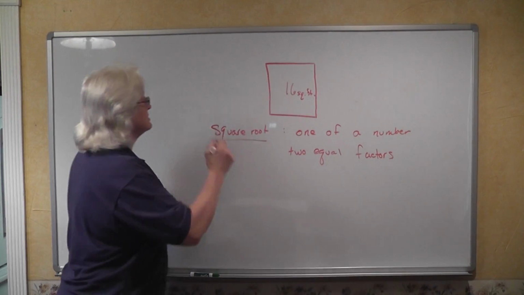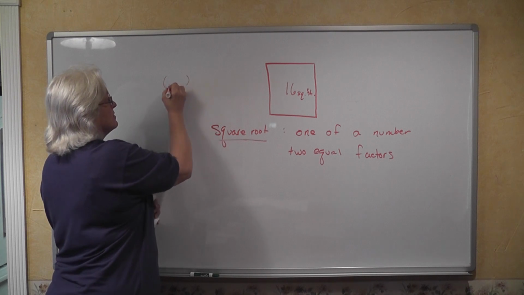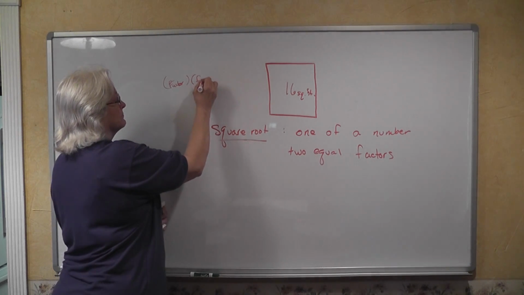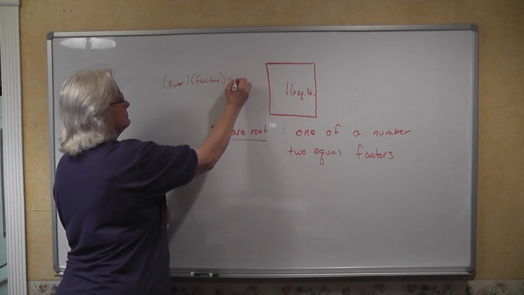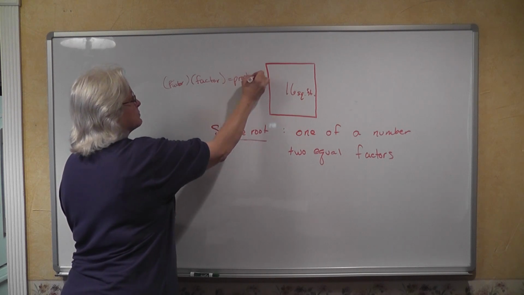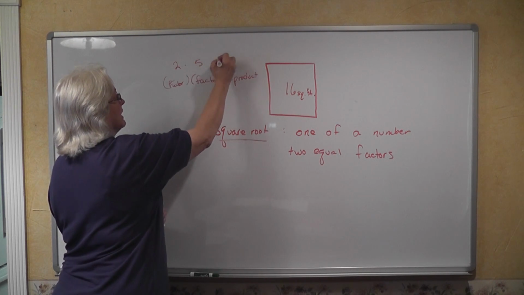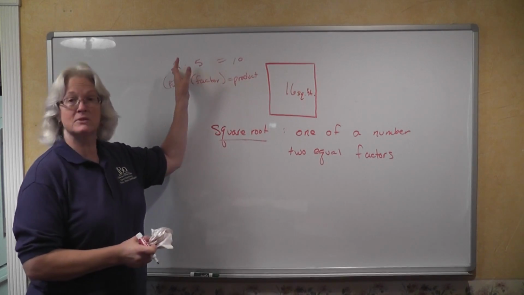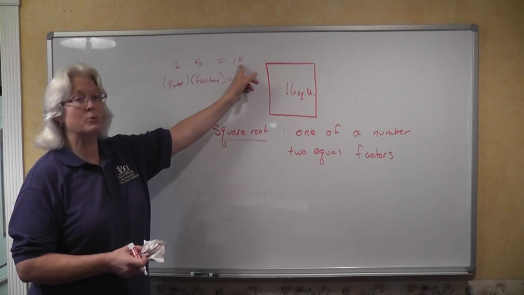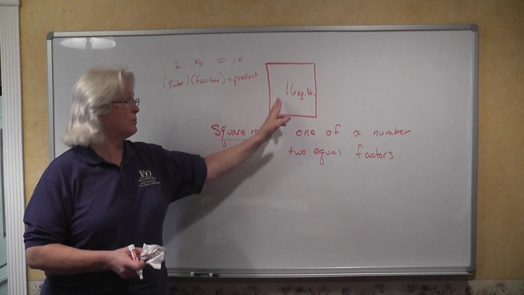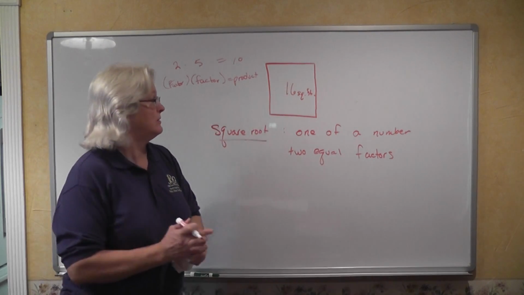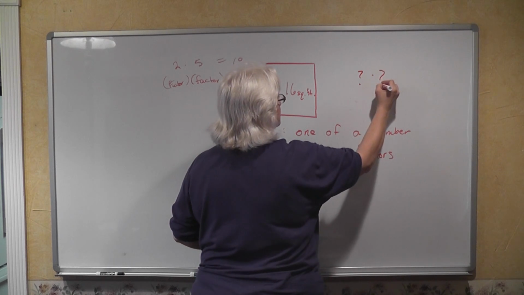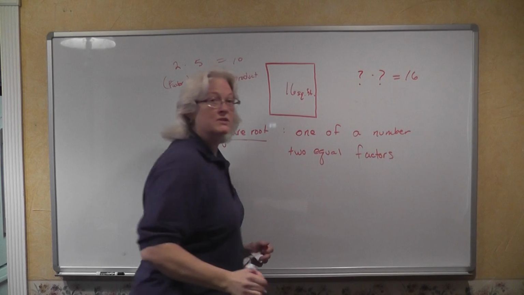You have to know that the things that you multiply together are called factors. Factor times factor equals product. So if we had 2 times 5 equal to 10, then what would our factors here be? 2 is a factor, 5 is a factor, and our product is 10. What we're looking for now is two factors that when you multiply them together, you end up with 16.